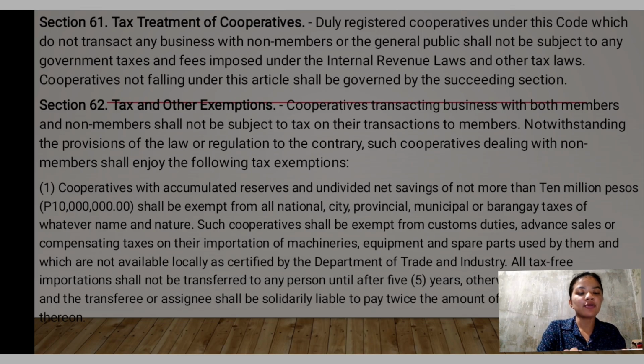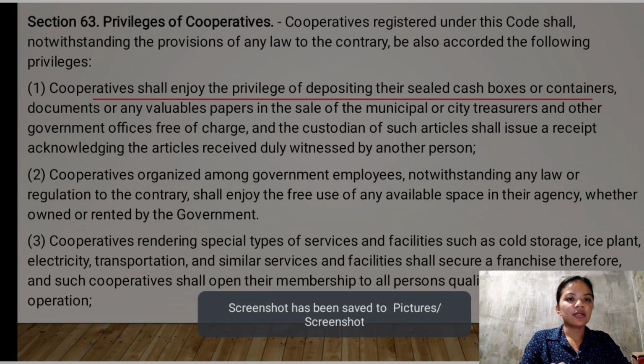In this section, it aims to support cooperatives in expanding their business operations beyond their membership base while still granting them significant tax benefits to promote their development and sustainability. The specific exemptions for dealing with non-members would likely be detailed in the following provision of the Code. Section 63, this section ensures that cooperatives have special benefits or exemptions designed to support their operation, fostering their growth and empowering them to fulfill their role in the economy.